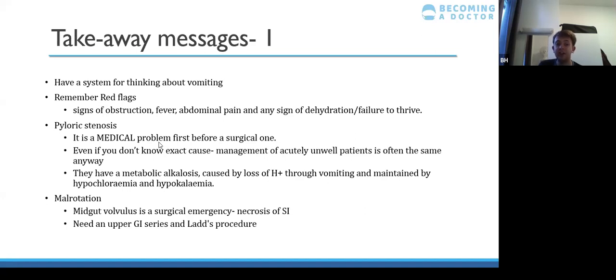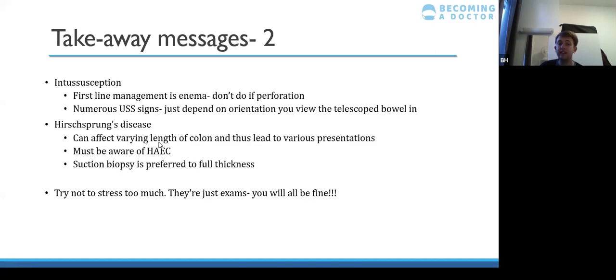And then for malrotation, midgut volvulus is a surgical emergency because we can get necrosis of all the small intestine, and they need an upper GI series to diagnose because we can see the displaced duodenojejunal junction, and they need a Ladd's procedure. And then for intussusception, our first-line management is an enema. Don't do it if there's a risk of perforation or if we think they're perforated. There are lots of different ultrasound signs. When I was studying, it initially really confused me. Just remember, it depends on what you're looking at with the telescope.